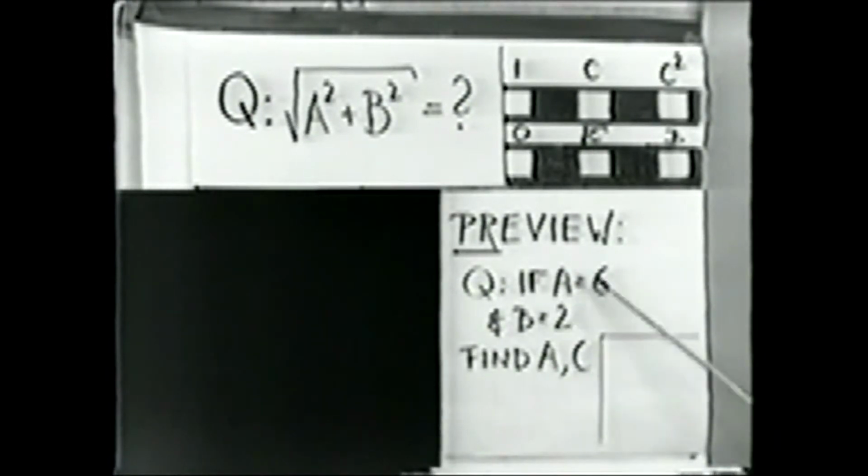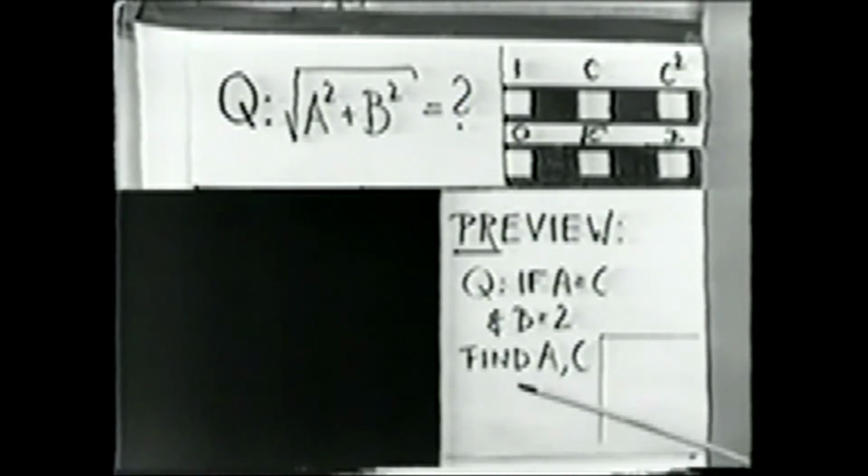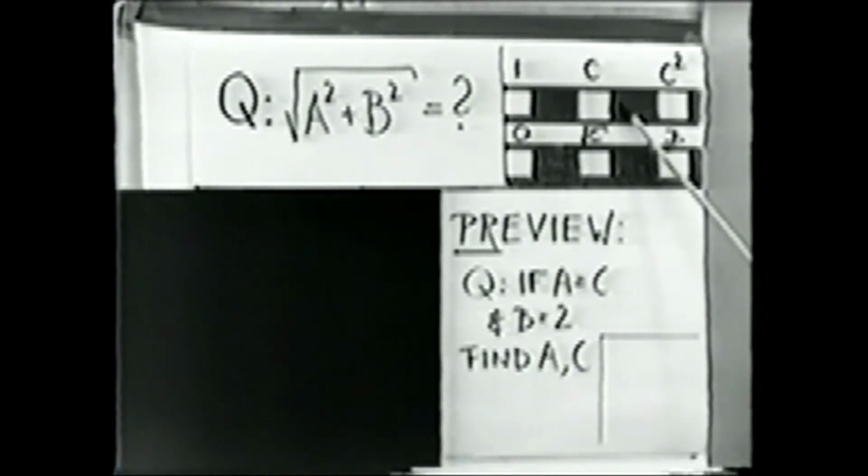In this case, if A equals C and B equals 2, find A or C. Well, that's a compound question. The student is allowed a few seconds to work that out on a piece of paper, and the coded spots are not used, although alternately they could be used if so desired.